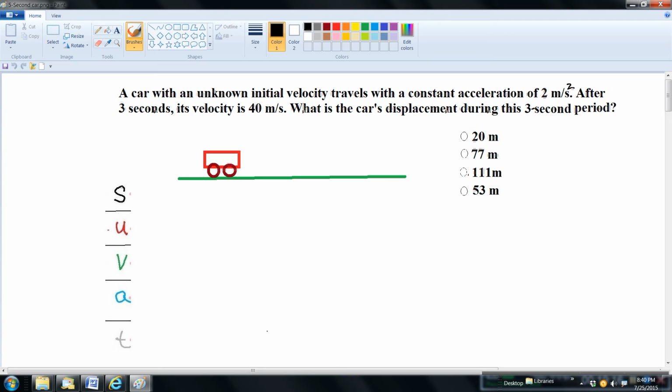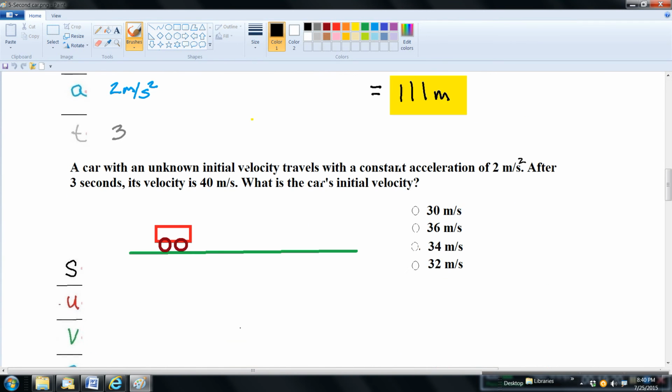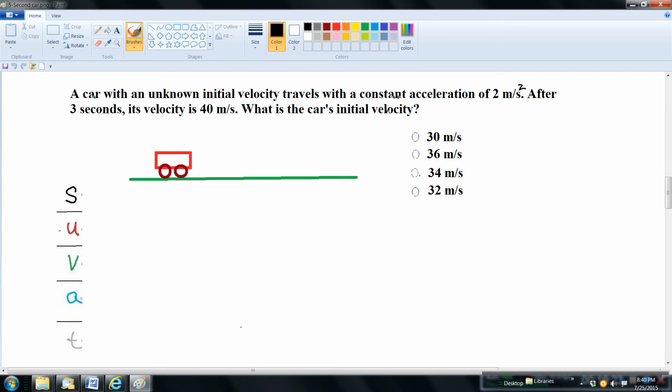Now let's take this problem and keep the same information, but let's find the initial velocity. Okay, so we're going to do the same problem, same setup, but now let's do the SUVAT for the initial velocity. So we are going to, step 1, put SUVAT in. Step 2, fill our information in. It's the same information. 3 seconds, 2 meters per second squared. We have our final velocity of 40 meters per second.